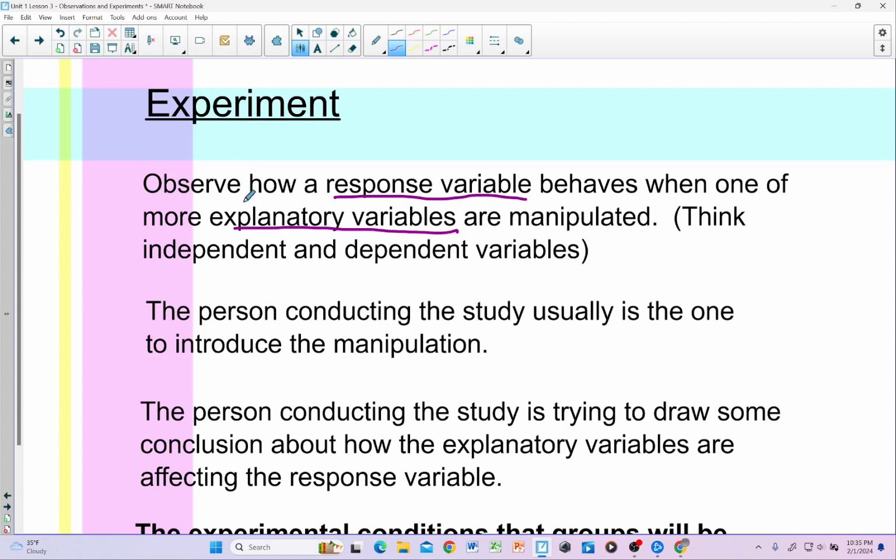So, a great example of that is maybe sunlight on plants. Let's say you have a group of plants and you have one set of plants that receive full sun, one group of plants that receive a little bit of sun, and one group of plants that you keep in a closet.